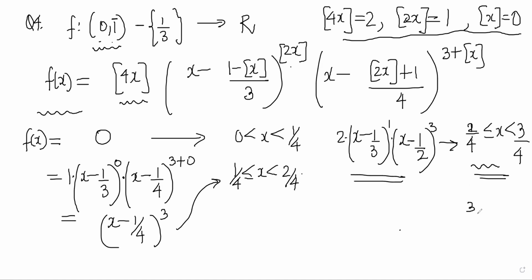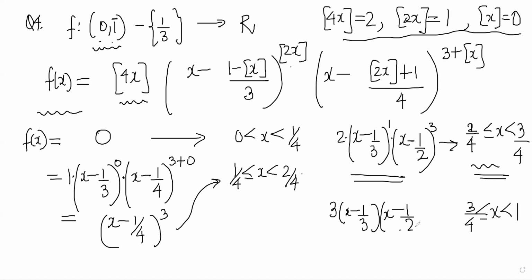And finally, you get 3 by 4 is less than or equal to x is less than 1. And in this case, similarly, the function definition comes out to be 3 times x minus 1 by 3 and x minus half power 3, right?